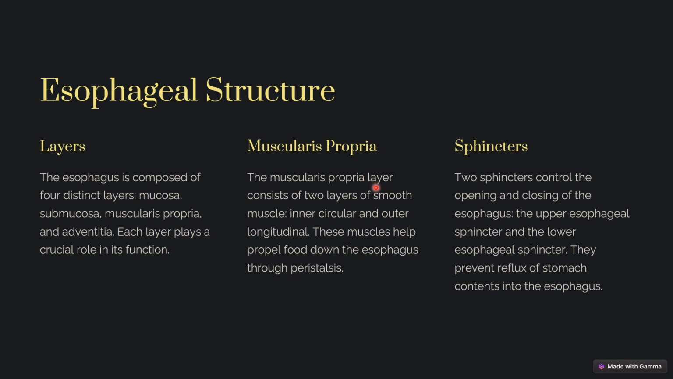So the muscularis propria layer consists of two layers of smooth muscles: one is inner circular and the other is outer longitudinal. These muscles help to propel the food down the esophagus via peristalsis. Peristalsis is basically contraction and relaxation, the movement which forms a wave and helps anything to pass beyond. Next is the sphincter. We have two sphincters which control the opening and closing of the esophagus. One is situated at the upper end of the esophagus and one at the lower end. The lower sphincter prevents the reflux of stomach content into the esophagus, the backflow.